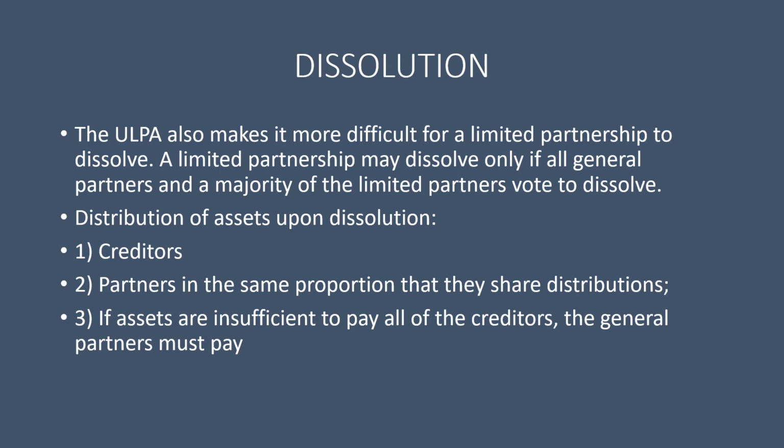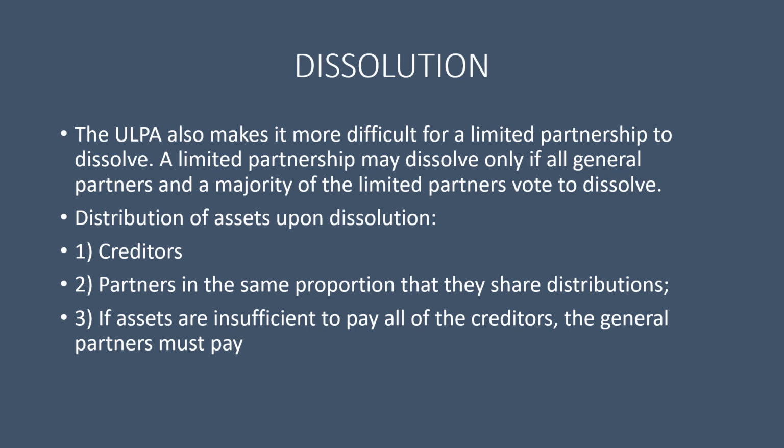Because limited partnerships were intended to have perpetual duration, the ULPA also makes it more difficult for a limited partnership to dissolve. The default rule under the ULPA is that a limited partnership may dissolve only if all general partners, 100% if there's more than one, and a majority of the limited partners vote to dissolve. If that vote is not obtained, the limited partnership has no right to dissolve.